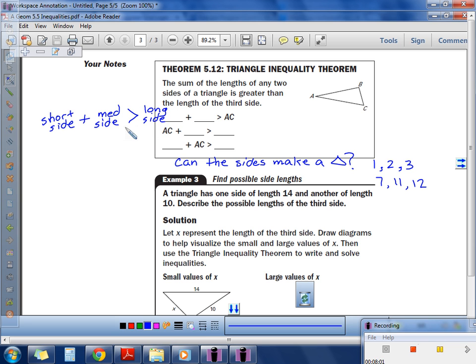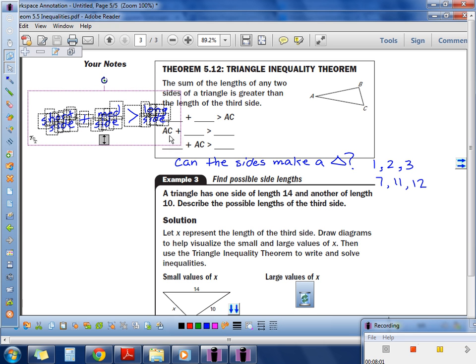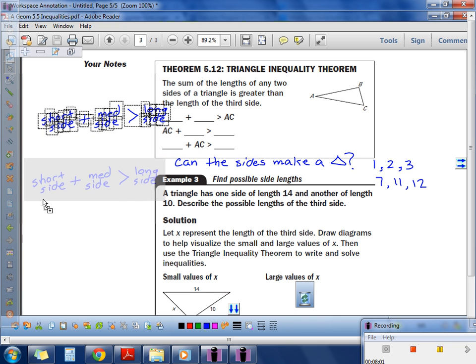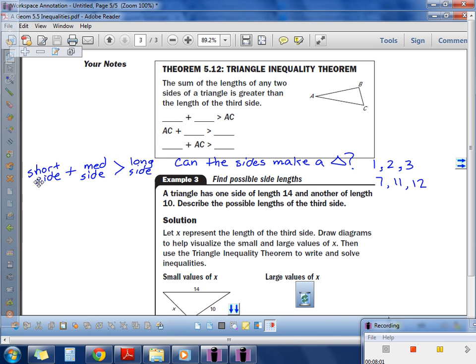So I want you to write down this. We're not going to fill in these little segment names and different things. I want you to get this right through here. Pull these over to the side a little bit. The short side plus the medium side should be greater than the long side. That's the key concept you got to get.